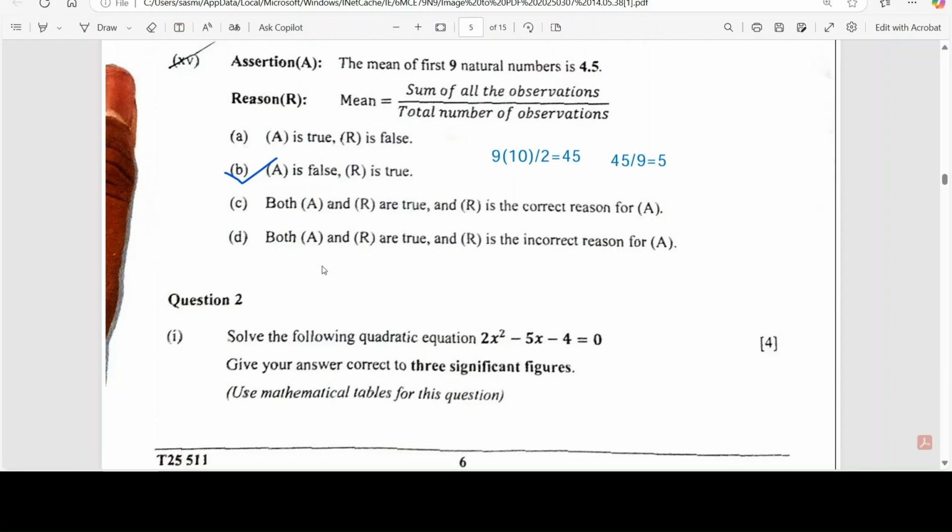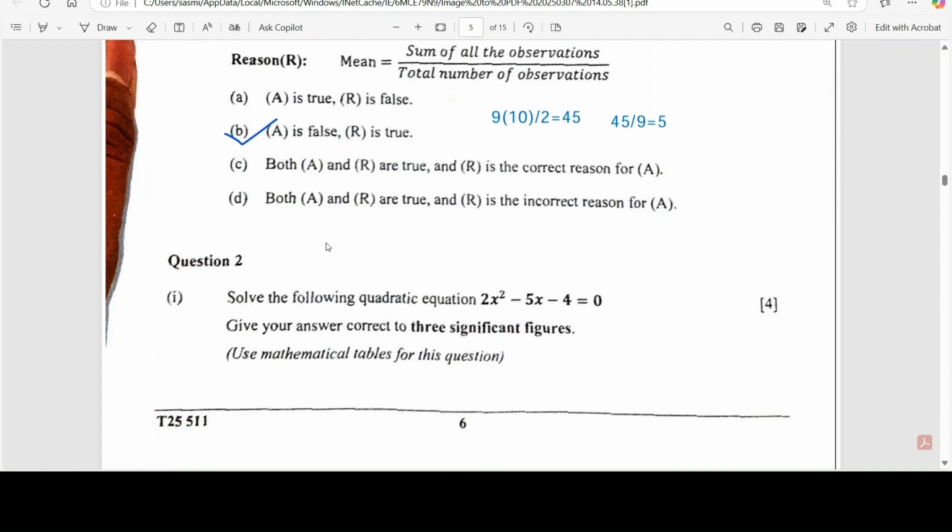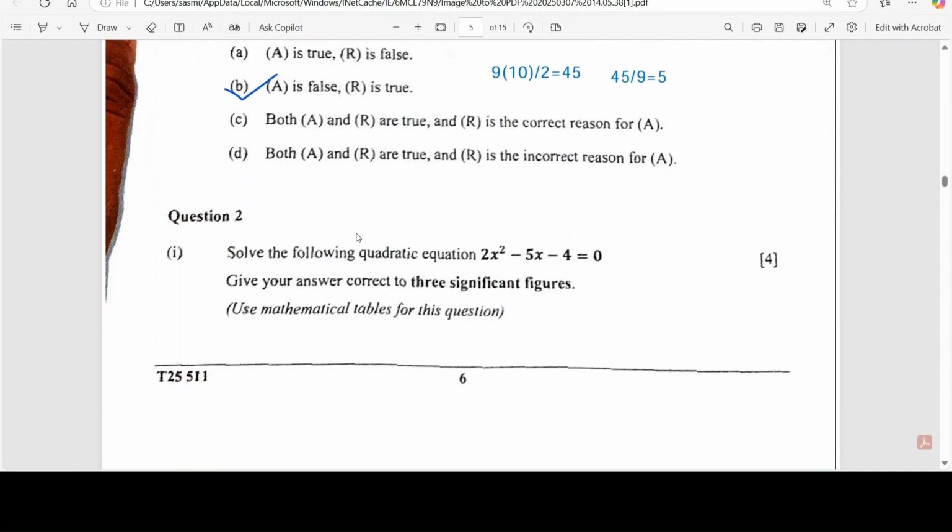Now come to question number 2. Solve the following quadratic equation: 2x square minus 5x minus 4 equal to 0. Give your answer correct to 3 significant figures.